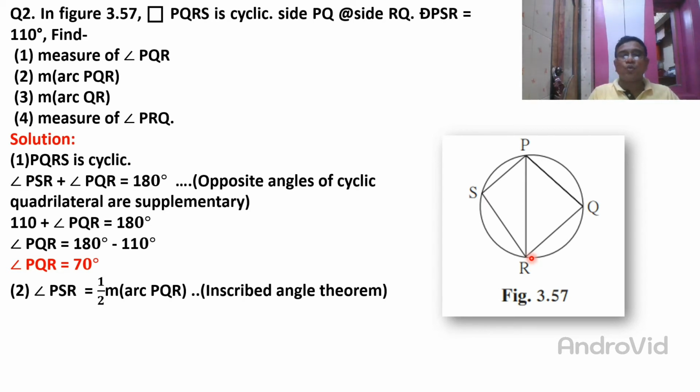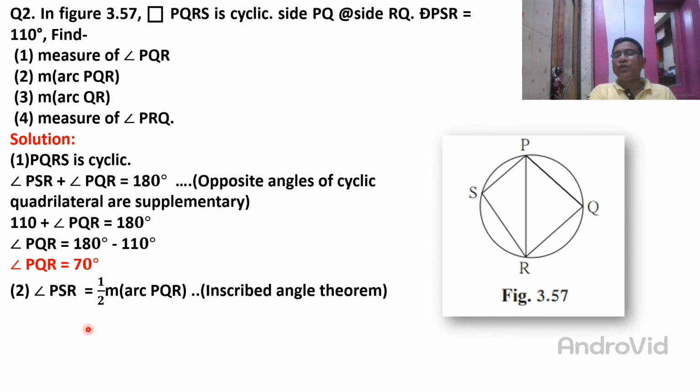You already know the angle PSR. If you want to find the angle measure, then the angle is half of the arc. This is angle PSR, and in front of it is arc PQR, so it is half of that. So angle PSR is equal to half of major arc PQR. Remember, angle measure is half of the arc. By which theorem? The inscribed angle theorem.